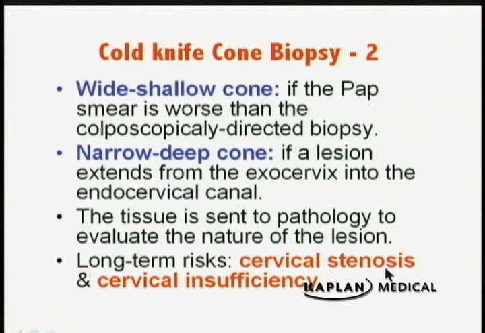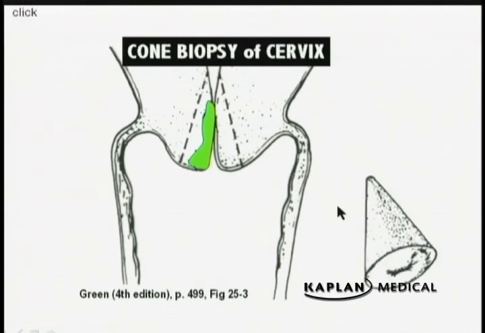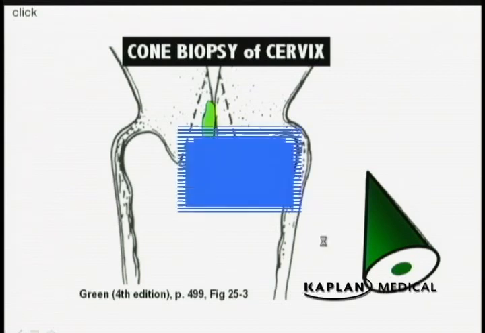Are there long-term risks? Yes, there are. We'll talk about that. Here you can see is the exocervix, and here is a lesion. Now they're not green, you understand that? This is just for instructional purposes. Now when you're looking through the vagina here, how far does this green go into the canal? You don't know. You can't see. So what you will need to do is a cone biopsy. You will cut out a section like this, which is narrow in the proximal end, wider in the distal end. You can see how this looks like a cone. Ice cream cone, whatever you want to call it.